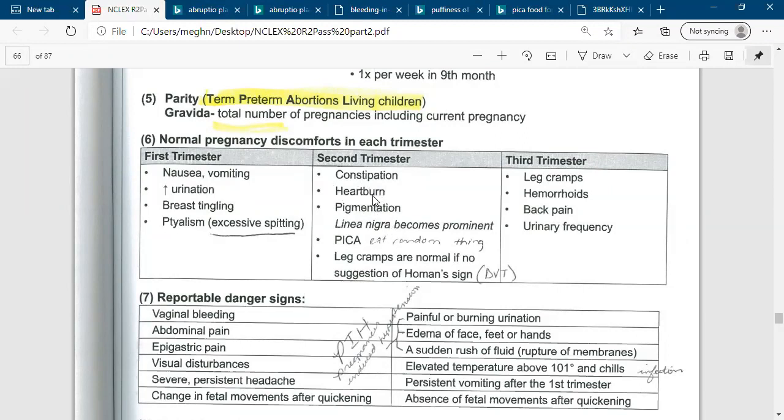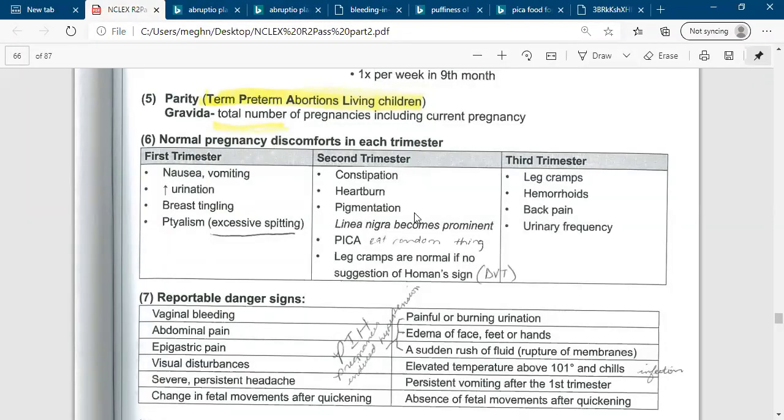The common pigmentation is called the linea nigra. So linea nigra, this is the pigmentation, right? The dark line in between or along the umbilicus. This is the linea nigra, right? So linea nigra becomes prominent, and also the mother sometimes eats random things, which is called pica food, right?